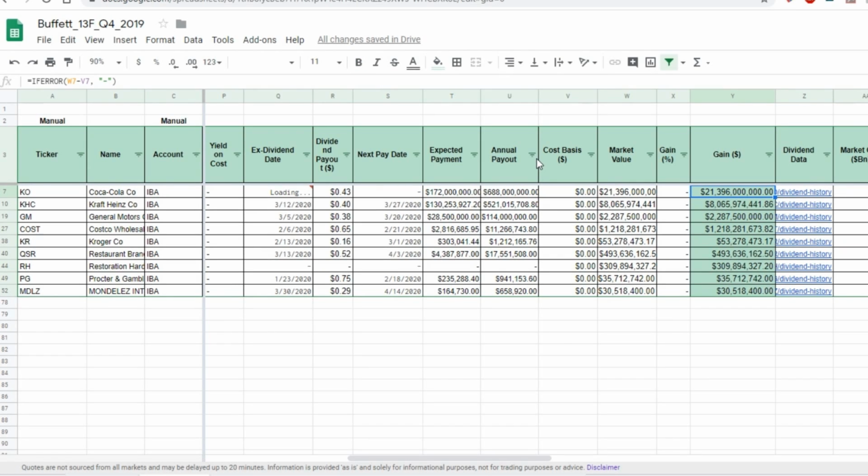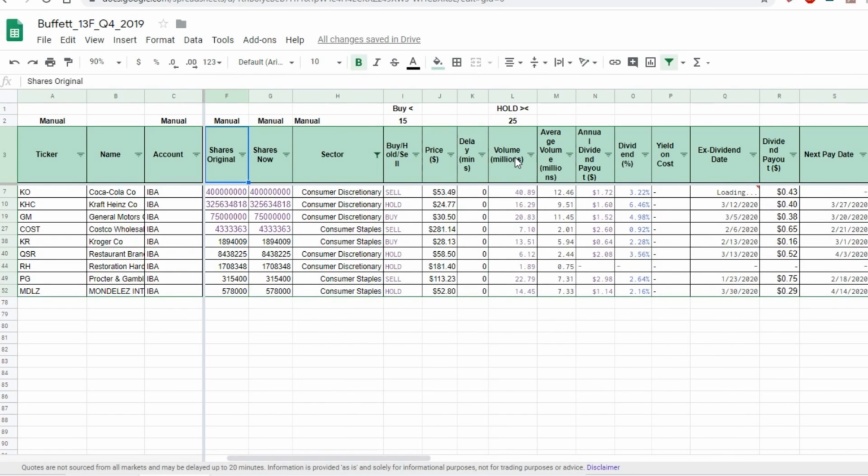I mean, to put it in perspective, his investment in Coca-Cola alone is around $21 billion. His investment in Kraft Heinz is about $8 billion. General Motors is about $2.5 billion. His Costco position is about $1.2 billion. I mean, just from Costco, which yields pretty low comparatively to the rest of the stocks in his portfolio, still making $11 million a year in dividends. I mean, that's pretty crazy considering that it's a relatively small position in the portfolio.